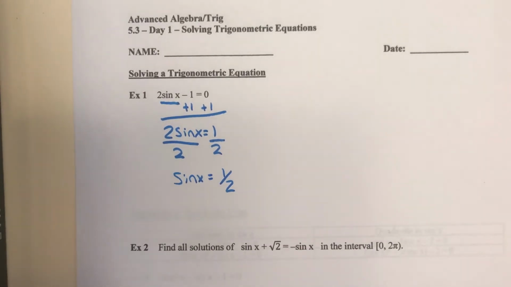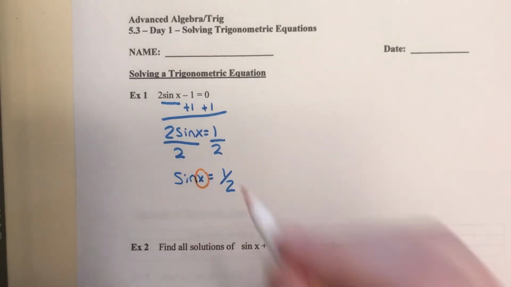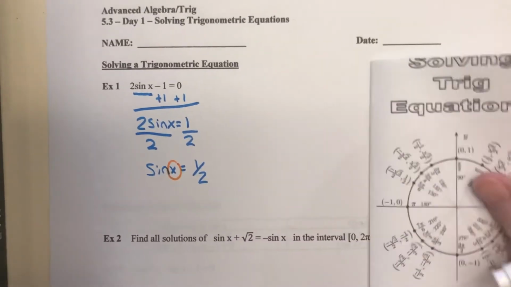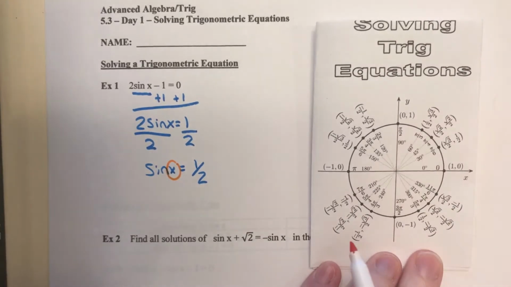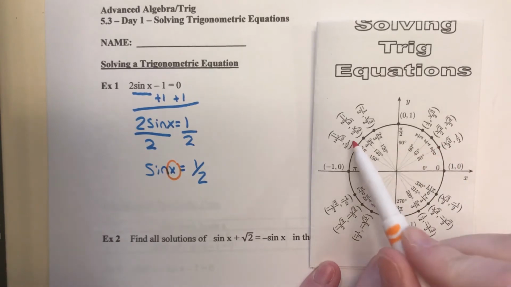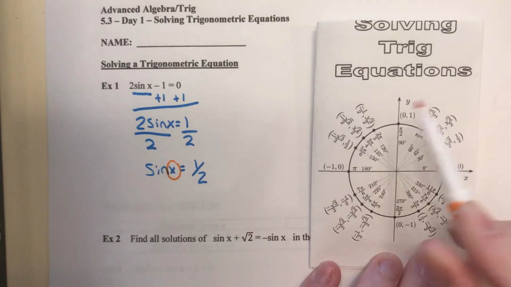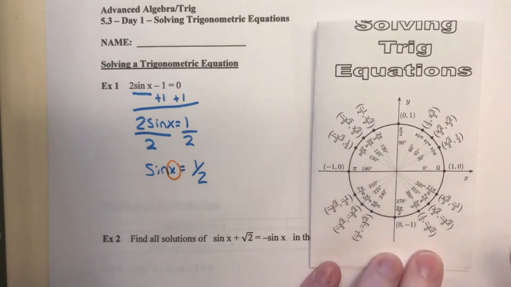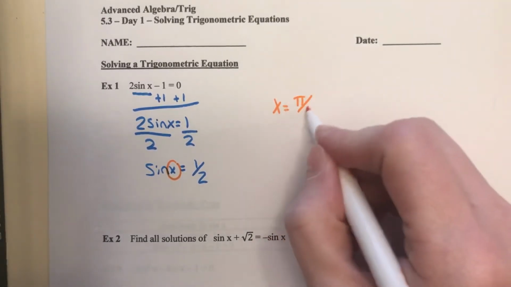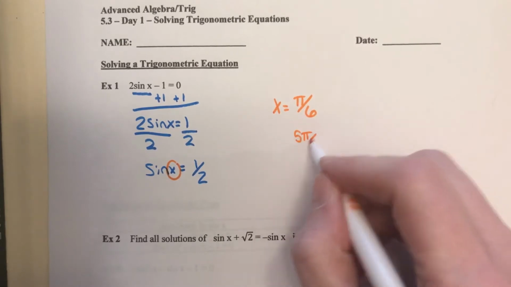And now we're going to solve for the angle. So how we're going to do this is we want to know what angle, because that's what our x is, gives us 1/2 for sine. So I'm going to look at my unit circle here. And on the unit circle, I'm going to look for all the spots where the y, which is sine, is 1/2. So the first time that happens is pi over 6. And it also happens over here at 5 pi over 6. So between 0 and 360, I've got 2 times where sine is equal to 1/2. So I'm going to write those down. Pi over 6 and 5 pi over 6.